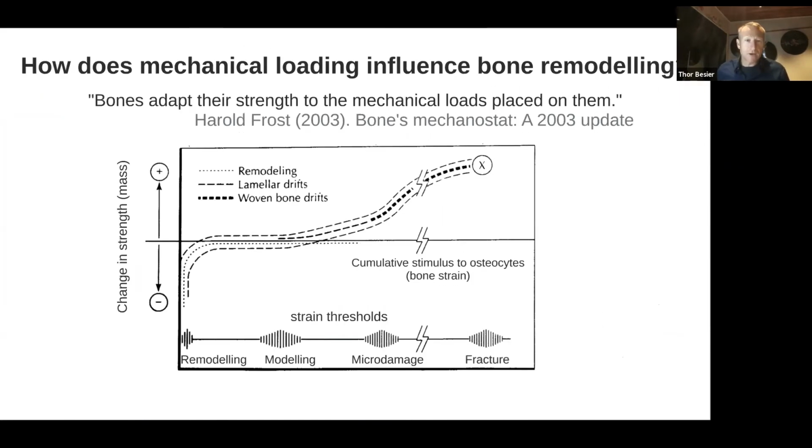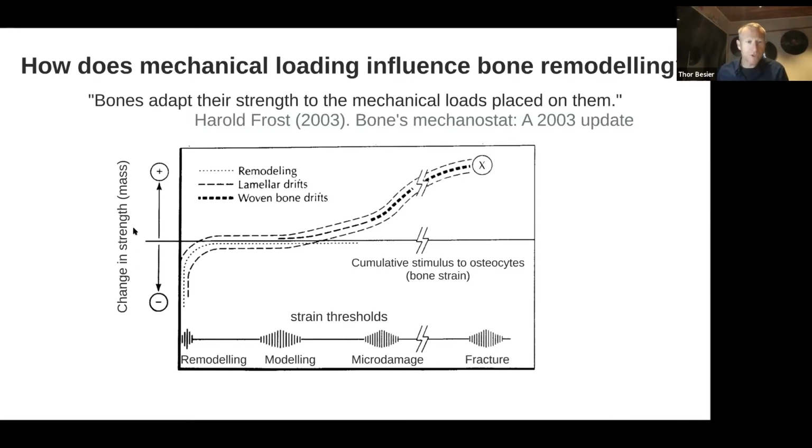And indeed, Harold Frost, for over 20 years now, has established this idea of what he referred to as a mechanostat. This is just like a thermostat, something that regulates temperature, but in this case, it is some sort of regulation of bone. And the regulation here is basically saying that along the x-axis, we have some sort of cumulative stimulus, and we know the stimulus to be some sort of strain, so some sort of tension or deformation of those cells of the bone.